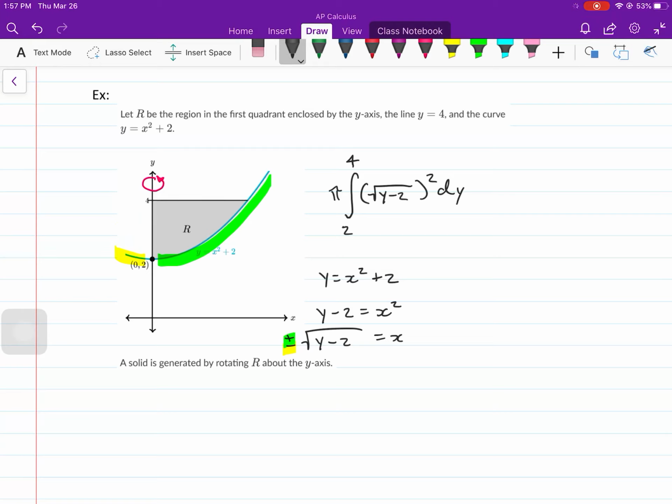squared dy. And this one is not just asking us to set up, but actually to evaluate. So just to take it another step further, you would have the square canceling the square root, so you have y minus 2 dy from 2 to 4. And then you would just integrate, so you'd have pi times y squared over 2 minus 2y from 2 to 4. Just substitute those values in, finish out that problem. And that's all there is to this disk method.